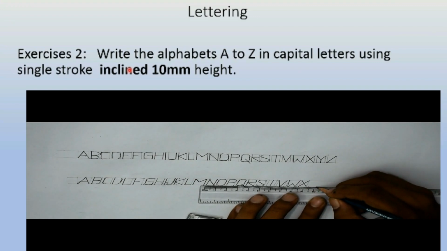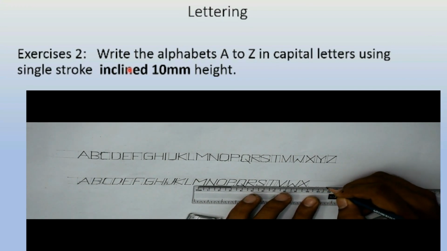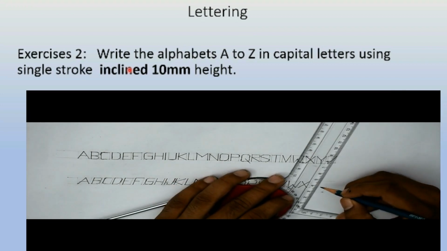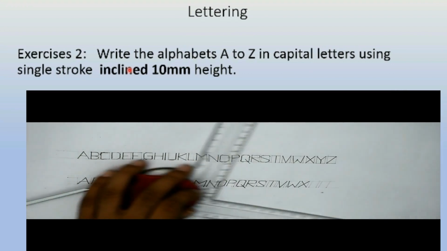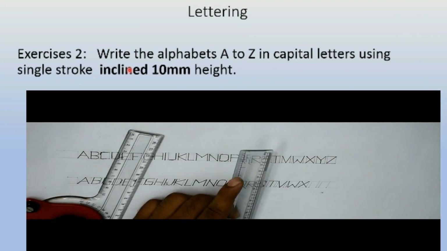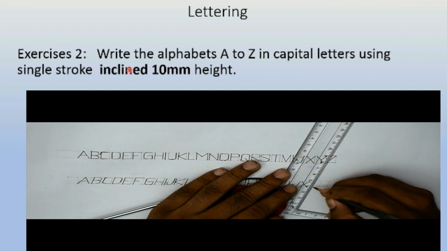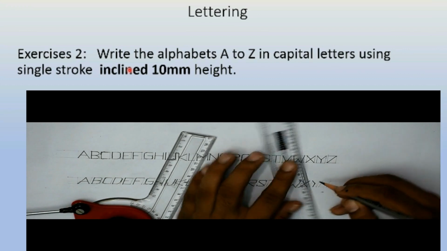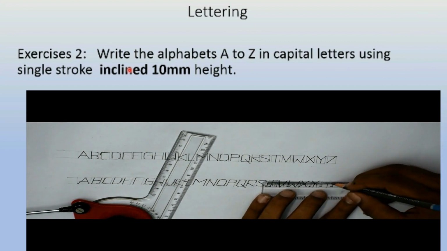2 mm gap and 7 mm width. Again 2 mm gap and 7 mm width. So we're completing Y as we did earlier. Straight line first, then we'll join these two corners. Y and Z is easy.